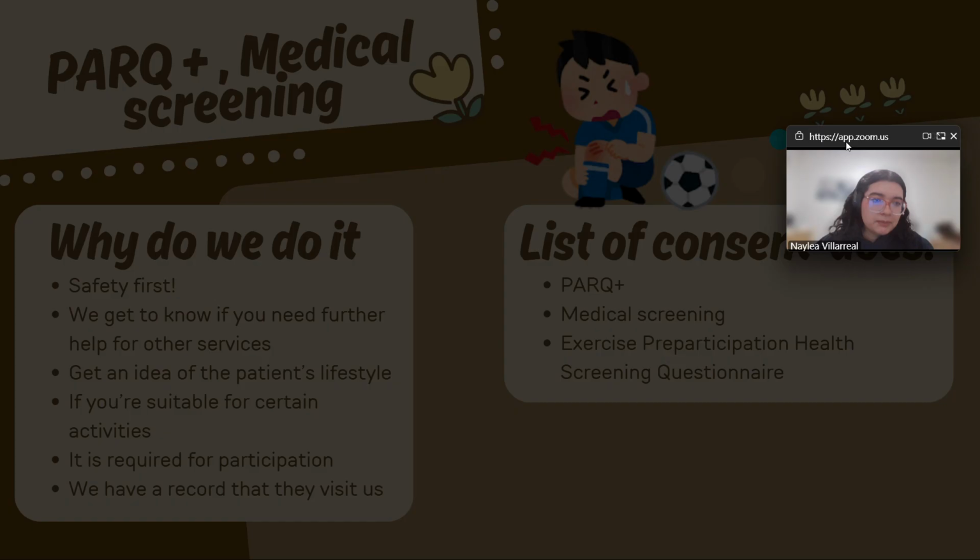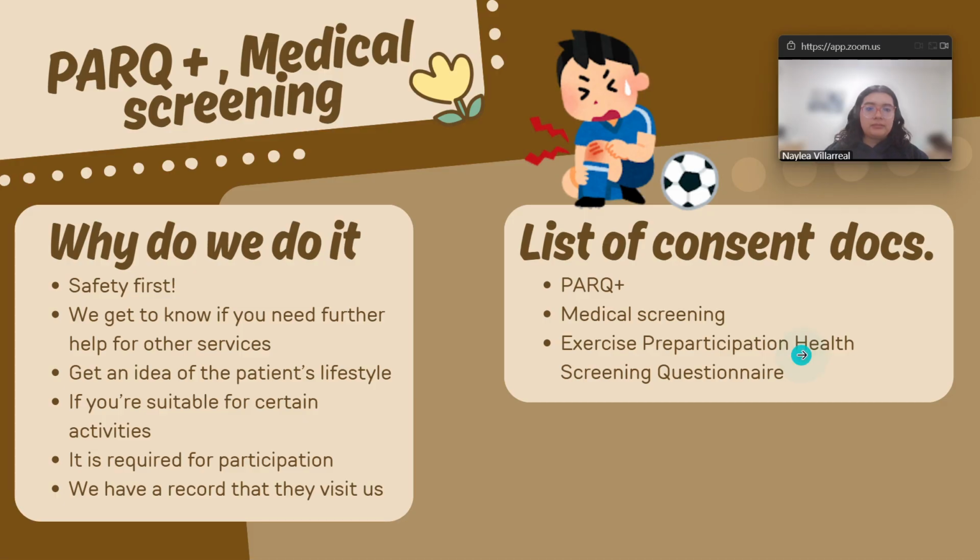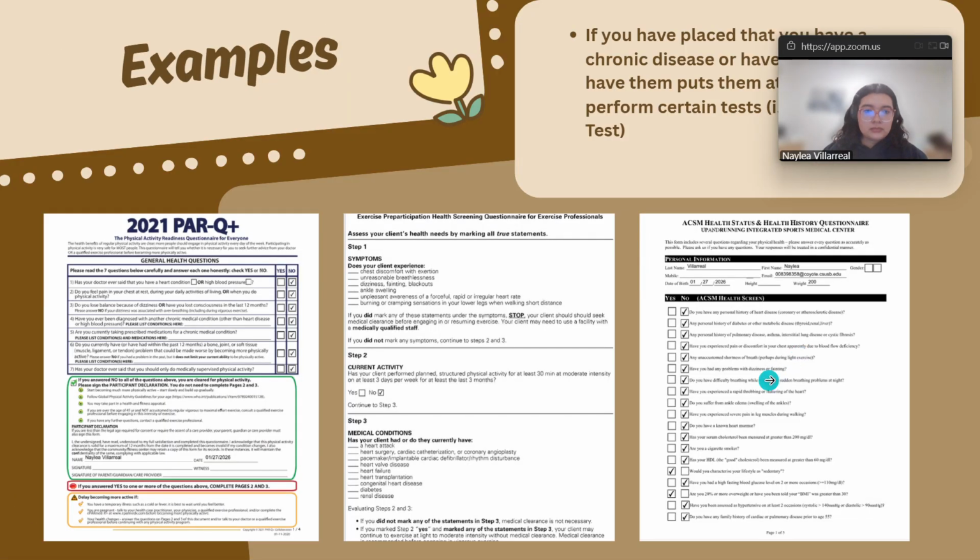For the documents of consent, we're doing the PAR-Q, the medical screening, and the exercise questionnaire. Over here, I did the PAR-Q, the three tests, and while I don't have any chronic diseases currently, I do have a family history of diabetes and high blood pressure.